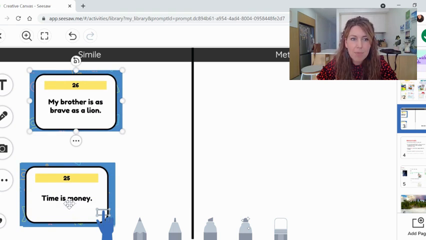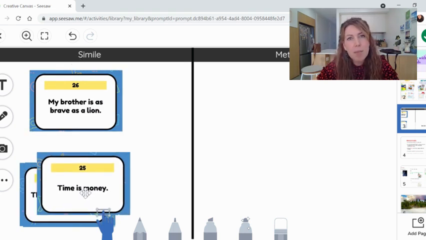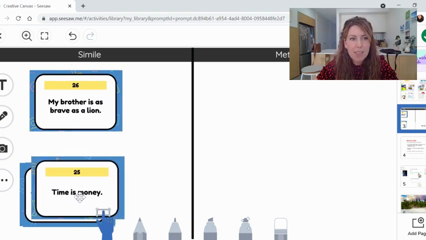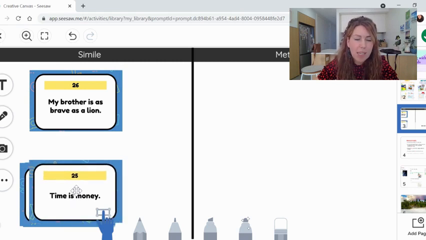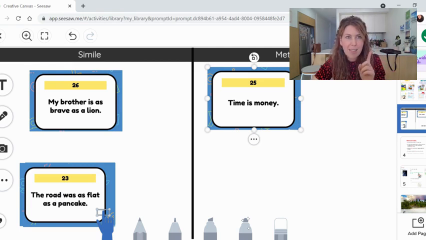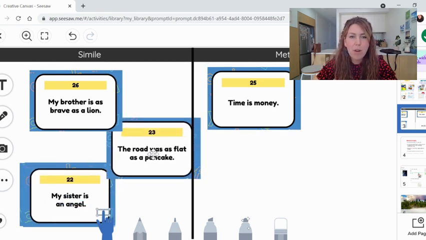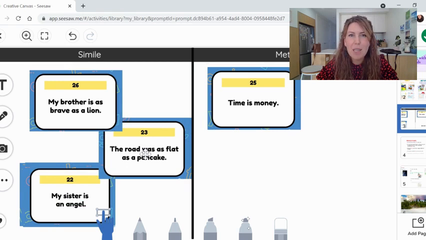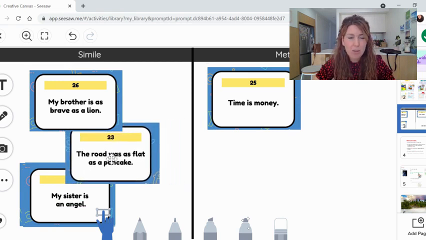Time is money. They're not saying time is like money or time is as good as money. They're saying time is money. So they're making a comparison between two things that are usually not the same. The road was as flat as a pancake. Notice the word as. It's a simile. You're comparing the road and a pancake, trying to let the person know how flat the road actually was.